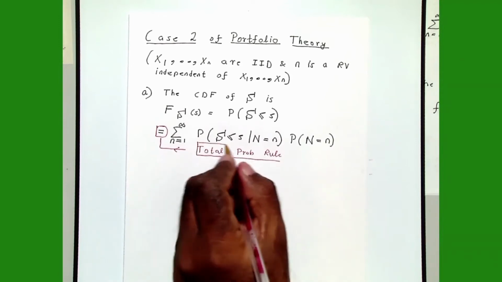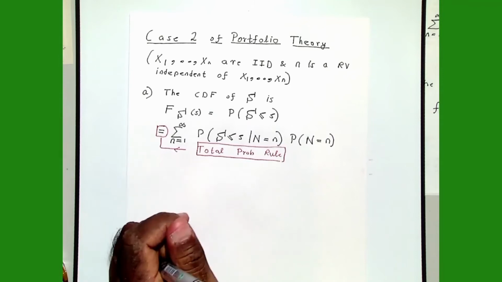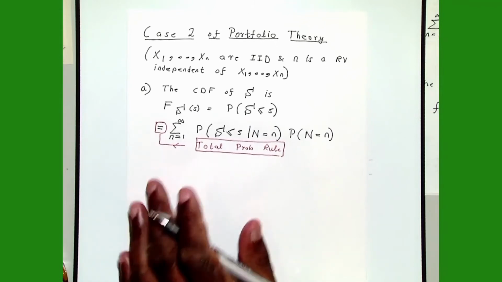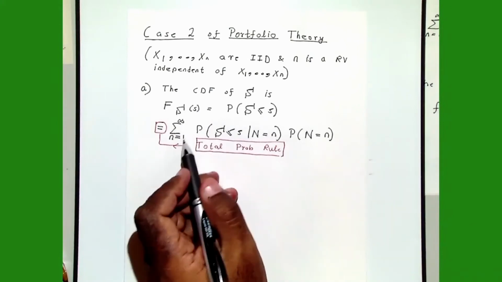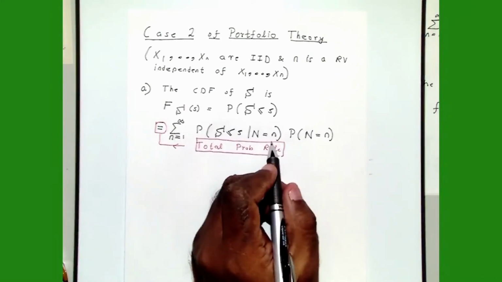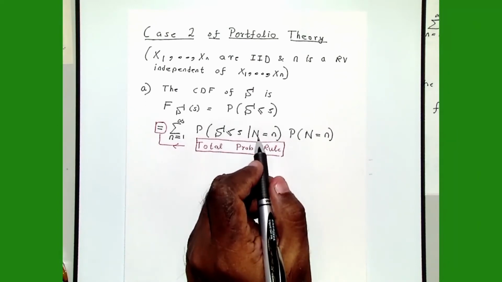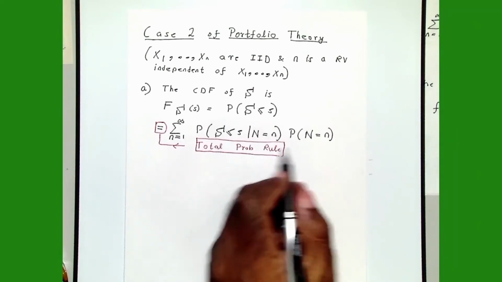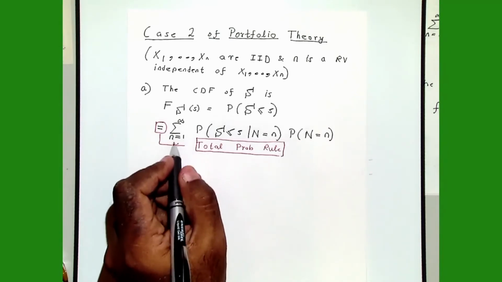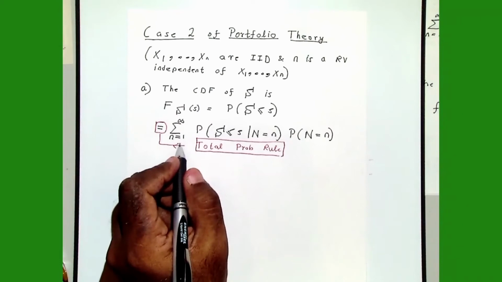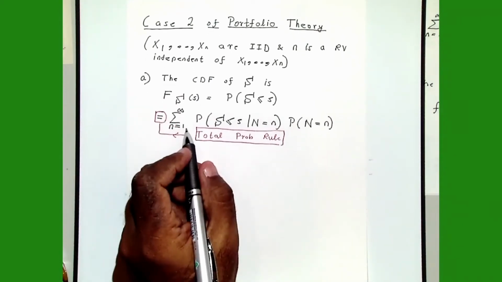You ought to have covered this in probability 1 in your first year courses, right? So it says that you can write this as the sum of the conditional probability of S given n, the number of investments, times the probability of n. N goes from 1 to infinity because the number of investments cannot be 0, so it has to be minimum equal to 1.